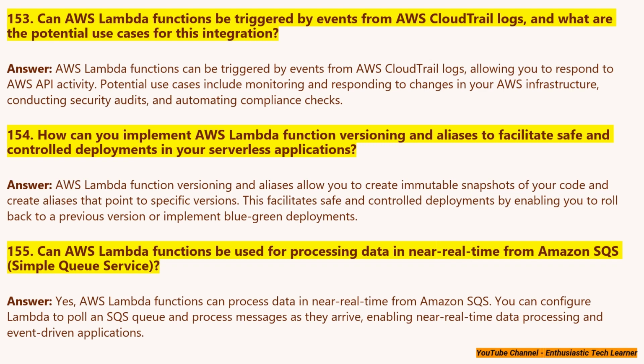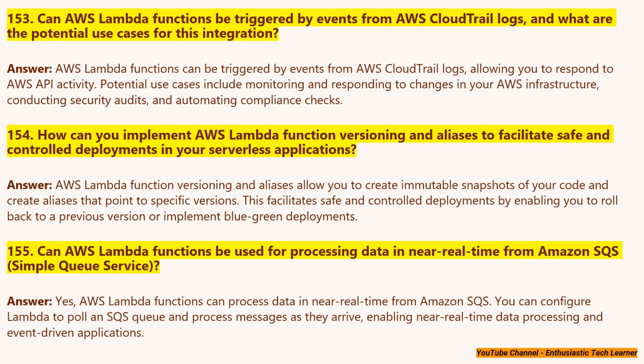Can AWS Lambda functions be used for processing data in near real-time from Amazon SQS, Simple Queue Service? Answer: Yes. AWS Lambda functions can process data in near real-time from Amazon SQS. You can configure Lambda to poll an SQS queue and process messages as they arrive, enabling near real-time data processing and event-driven applications.